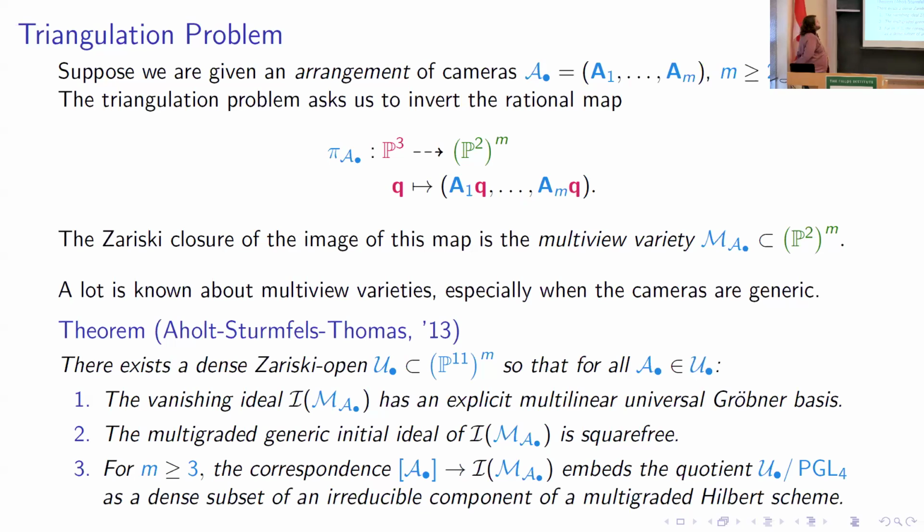Okay, so lots is known about multi-view varieties, particularly when you have a generic camera arrangement. It would be nice, I think, actually to extend some of this to the setting of resectioning. Notice that here, in the setting of triangulation, you are given the cameras, but in the setting of resectioning, you're not. So you actually have 2 distinct questions. One is the calibrated case, one is the uncalibrated case.